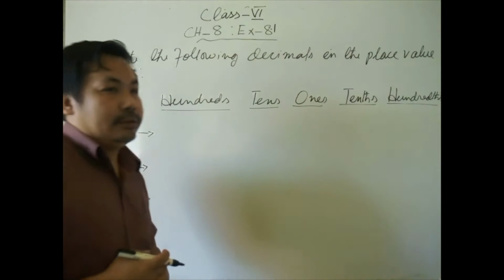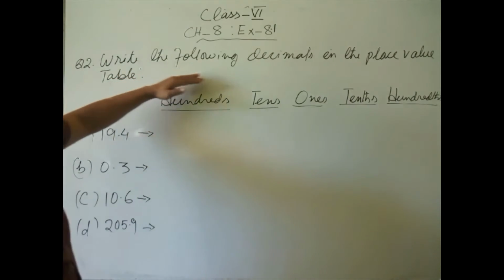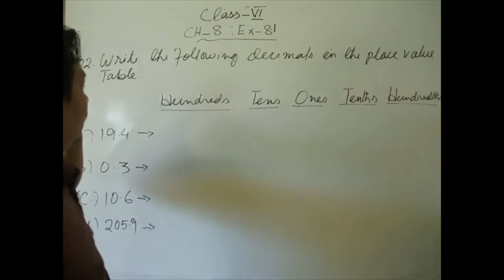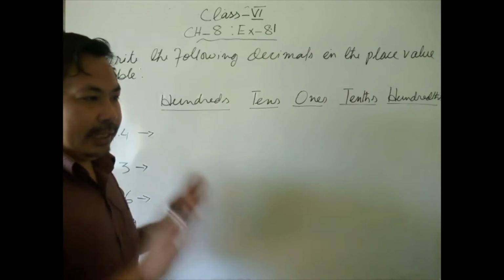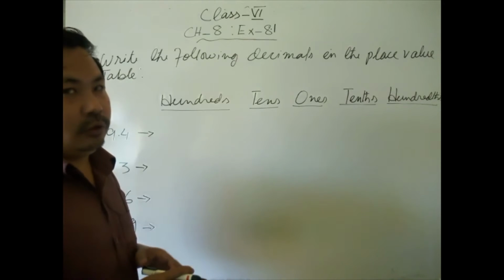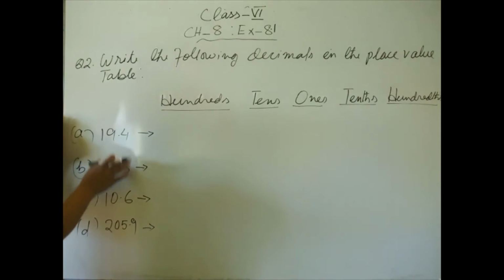Hello students, now next we have question number 2. Question number 2 is asking to write the following decimals in the place value table. This is the same place value table that is given in question number 1, so we have to follow that. Okay, clear. Now we are going to write the given decimals in the place value tables.